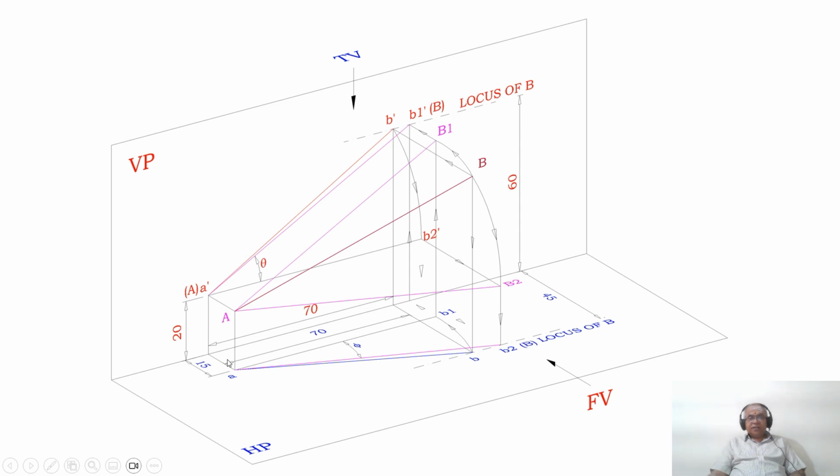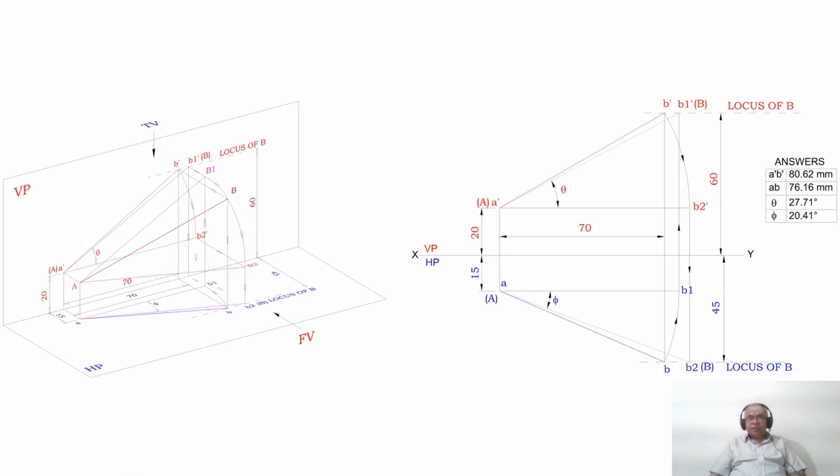So, what does it mean? If I want to get the top view line in true length, then in the front view, that line AB2 will become A dash and B2 dash. Now the true length of the line which is parallel to the XY line in the front view, obviously that line is going to be in true length. You mark this angle as phi.